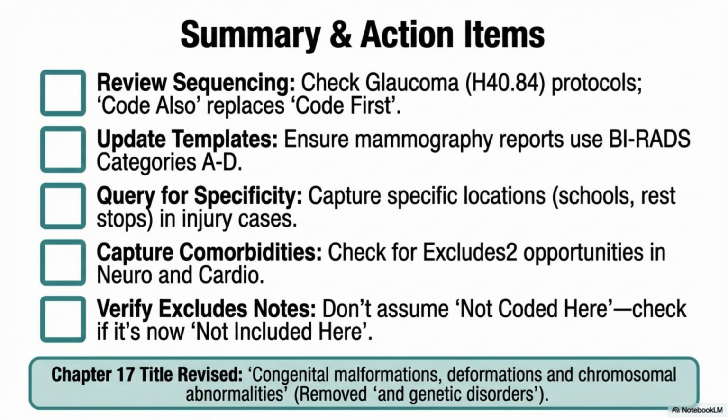To close, here are the key steps for HIM and CDI teams. Review sequencing changes, especially for glaucoma. Update mammography templates to BI-RADS categories A-D. Query for specificity in injury locations. Capture comorbidities newly allowed under Excludes2. Always verify Excludes notes. Many have changed, but not all.